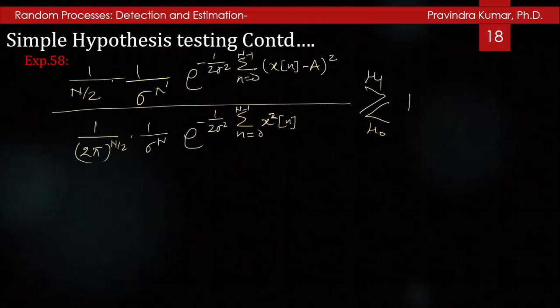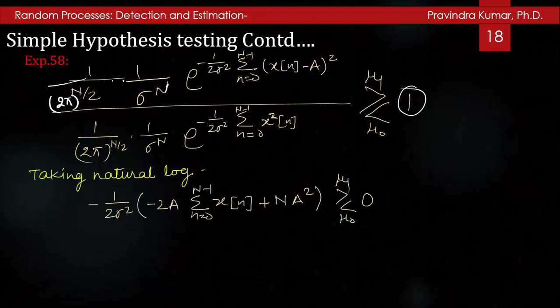Now the PDF under hypothesis H1 will be 1 by (2 pi) to the power N by 2 into 1 by sigma to the power N, e to the power minus 1 by 2 sigma square summation n equals 0 to N minus 1 of (x[n] minus A) whole square, divided by the PDF under hypothesis H0, meaning 1 upon (2 pi) to the power N by 2 into 1 by sigma to the power N, e to the power minus 1 by 2 sigma square summation n equals 0 to N minus 1 of x square [n], greater than or less than the threshold value gamma.